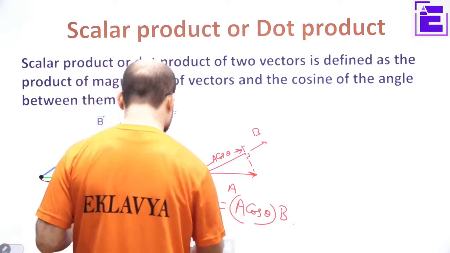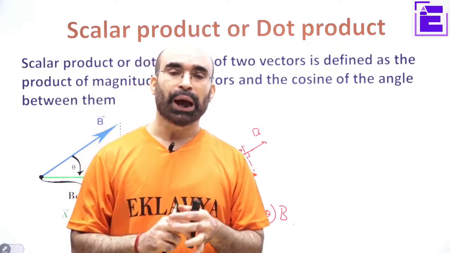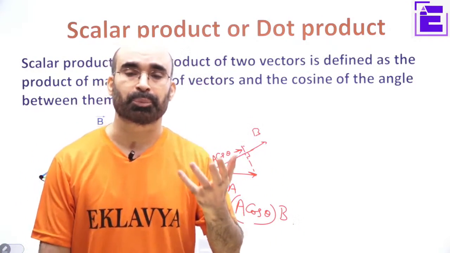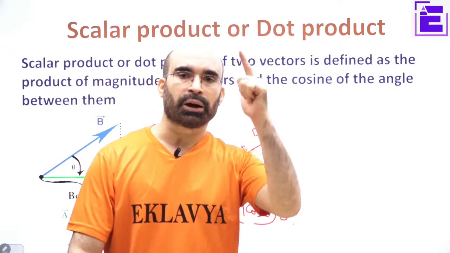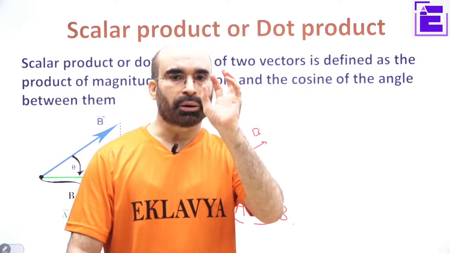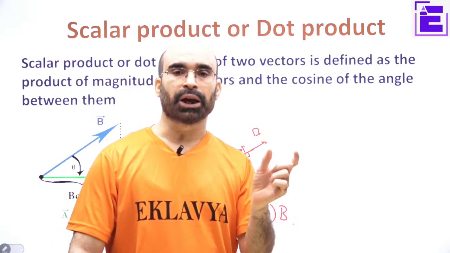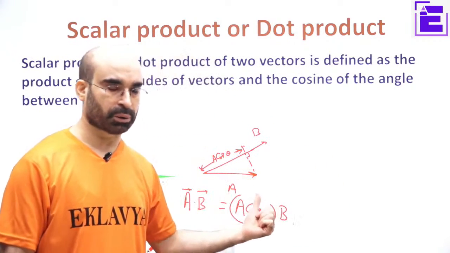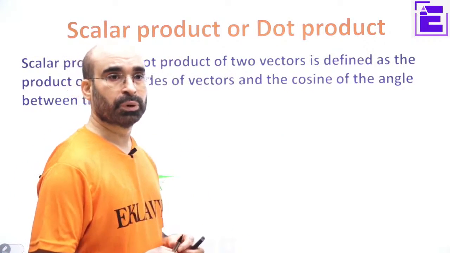Whatever is given to you, one vector will be given and another vector will be given. What you are supposed to find out is the component of one vector along another vector. So to get the component of one vector along another vector, you need to do dot product. Okay. Now, let us move.